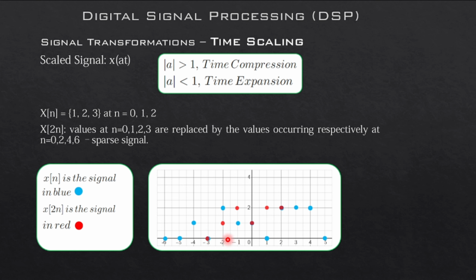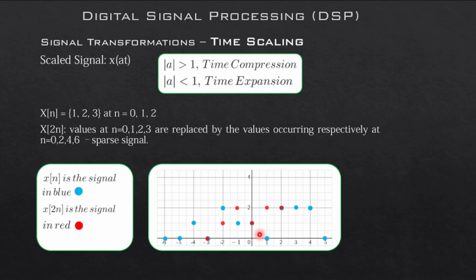Also, another review. For n equal -2, meaning for this position, x[2n] is x[2 times -2], which is x[-4]. So at n equal -2, the value is that of -4, correct? What is x[-4]? This is 1, correct? And you see the red, we place the red, which is +1. Why? Because x[2n] for n equal -2 is actually x[2 times -2], which is -4. So this value is placed here for the red signal. I hope it is clear.